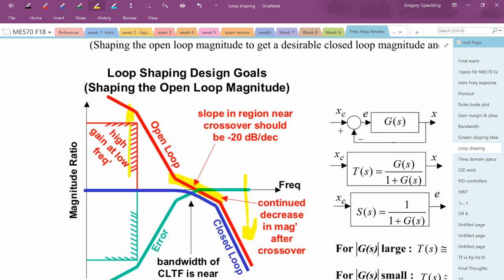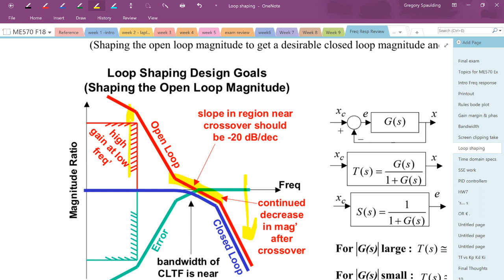The open loop, pushing it up on the low frequency, gets us better tracking, and we follow the signal more accurately with higher fidelity. Pushing it down on the high frequency, we attenuate any of the noise or any of the signal that we can't control, that's not doing what we want it to do. We want it to go away, to be attenuated.